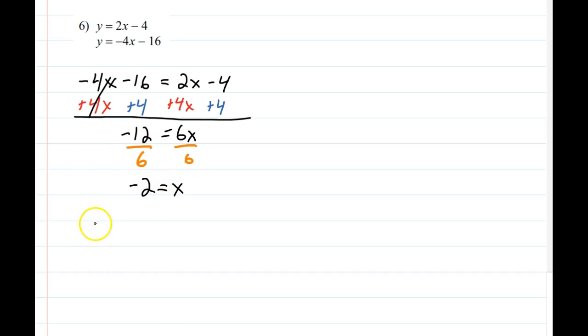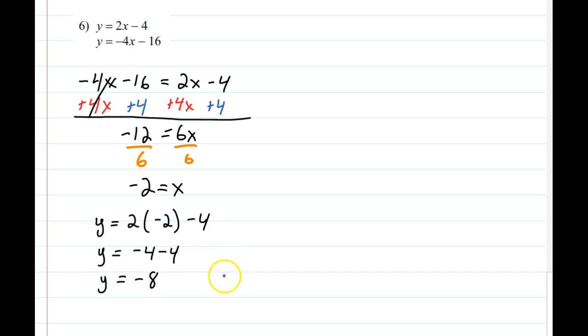I'm going to plug that into the top equation this time. So y equals 2 times negative 2 minus 4. Negative 4 minus 4 is negative 8. So I think the answer is negative 2, negative 8.